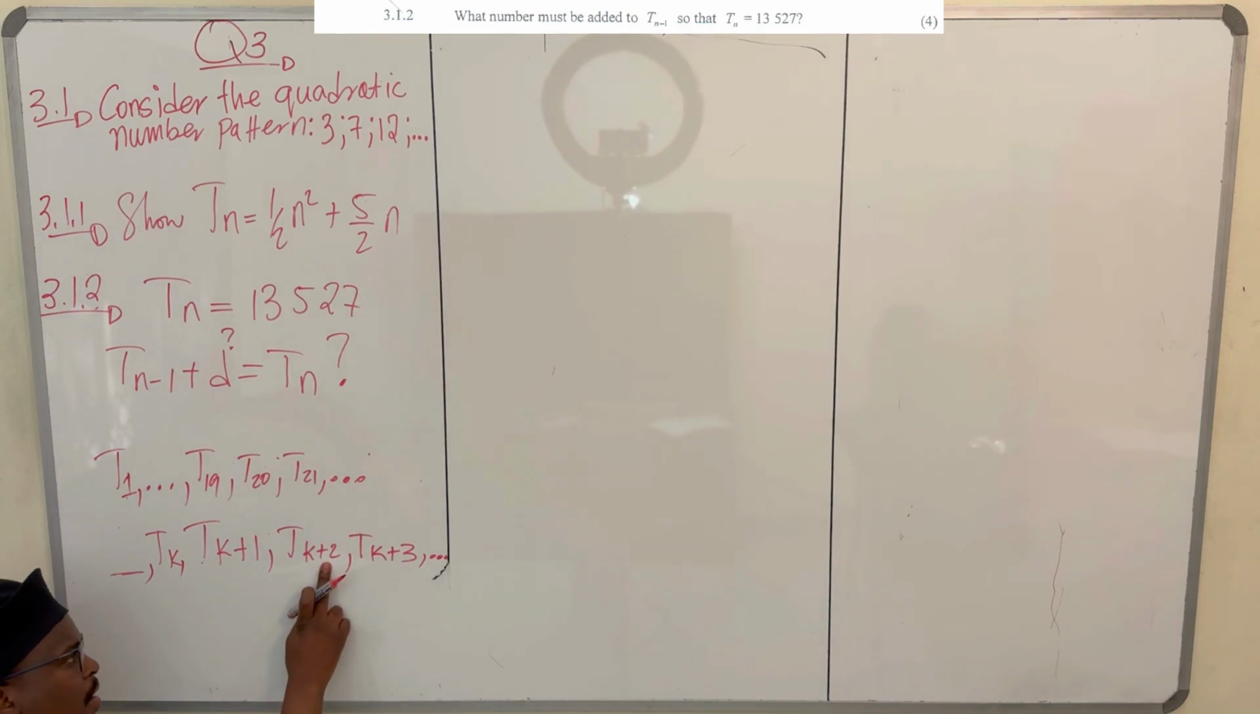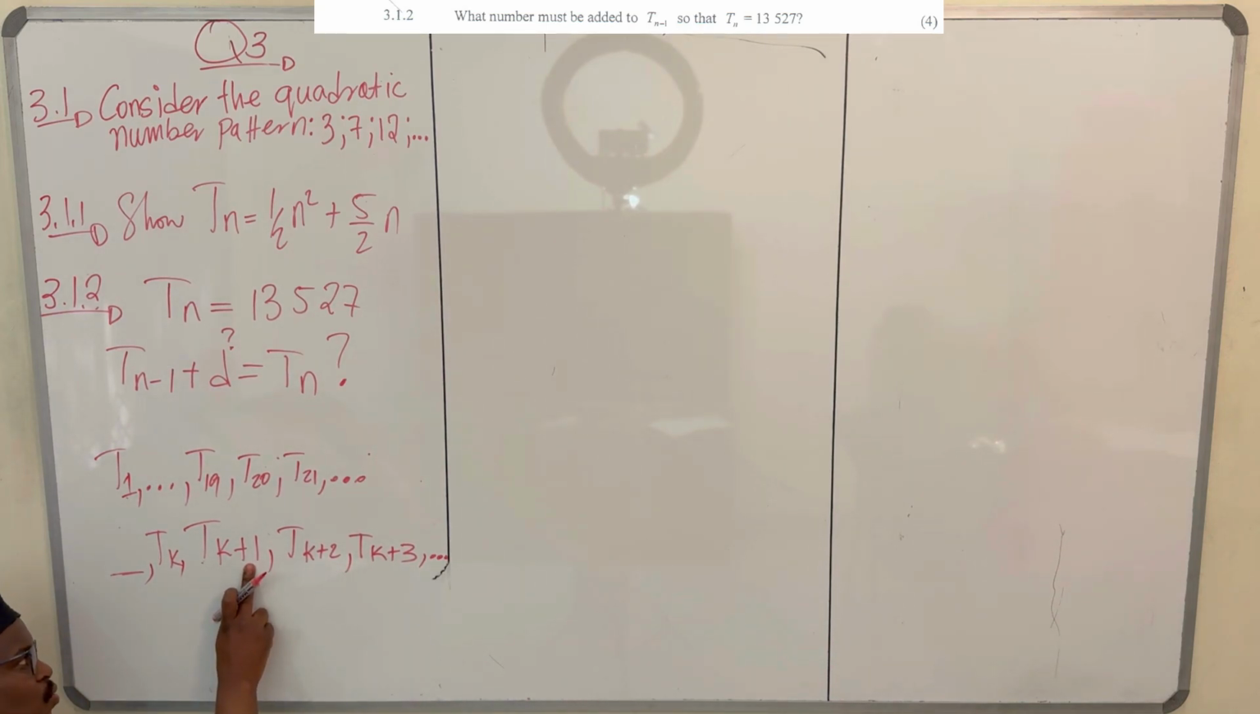Here this is Tk plus 2. This is Tk plus 1. And this is Tk plus 0. So if you're moving in this direction, you're subtracting 1 to get the term before it. But if you're going forward, you are adding 1 to the subscript so that you can get the following term.